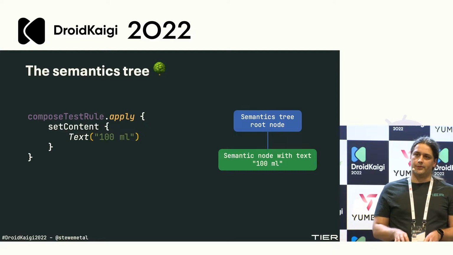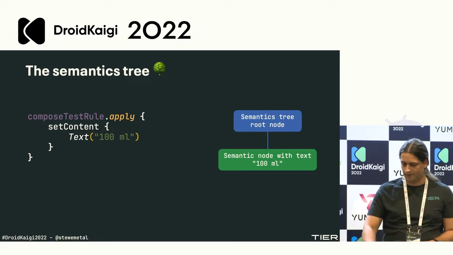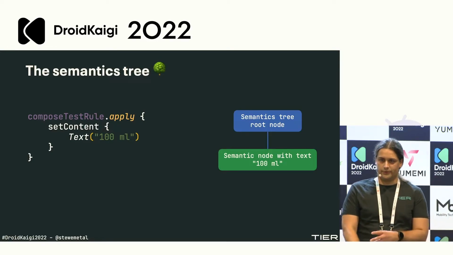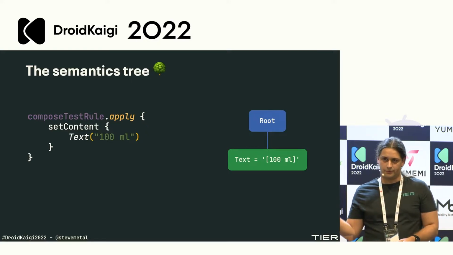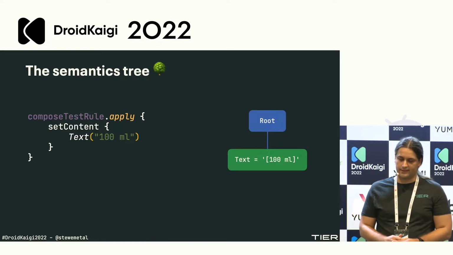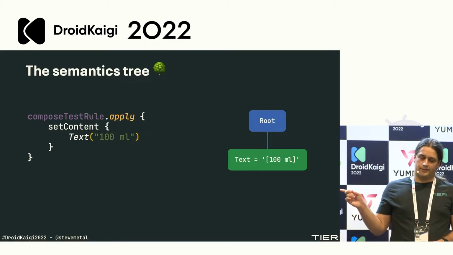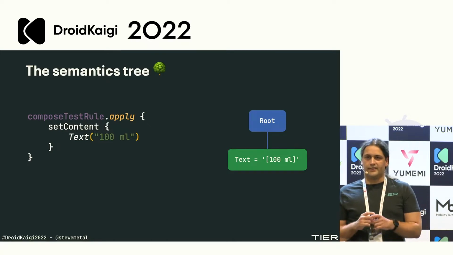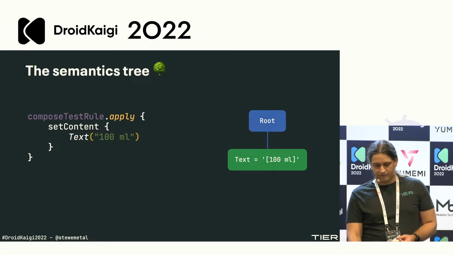So there will be a semantic node with the text property set to 100 milliliters in this example. Let's switch to the actual naming that Compose uses. So there is the root node, and there is the property of that new semantics node, which is 100 milliliters. You might notice that the 100 milliliters is with the array syntax. We will be touching that a bit later.